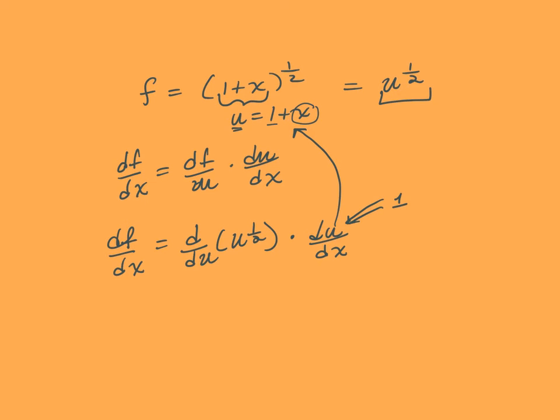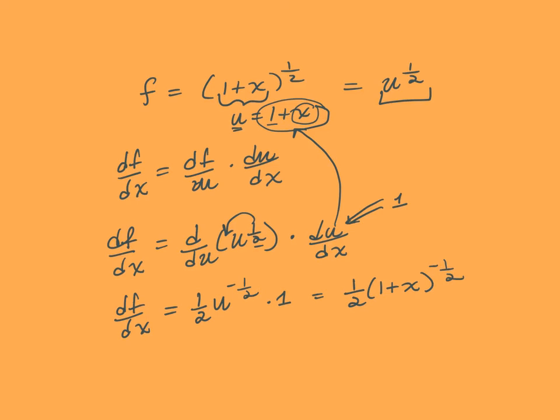That was a more straightforward one. So df dx. Let's do the power rule. We haven't done it on a fractional exponent, but it's exactly the same as a regular exponent. So the exponent hops down in front, and then you subtract 1 from the exponent. So it's 1/2 u, and now 1/2 minus 1 is u to the negative 1/2. And then du dx, the derivative of this function, is just 1. And so this is going to be 1/2 times (1 plus x) to the negative 1/2 power.